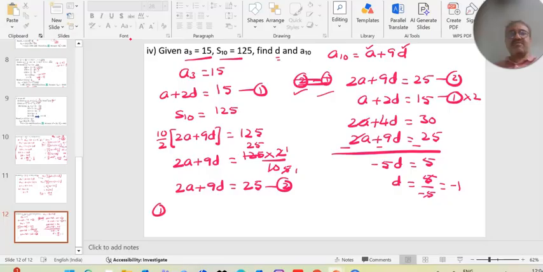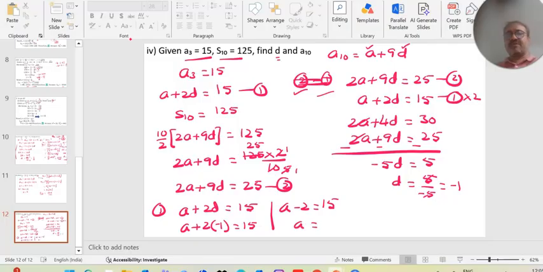What is 1? a plus 2d is equal to 15. So a plus 2 into minus 1 is equal to 15. It implies a plus into minus 2 is equal to 15. a is equal to 15 plus 2. It is 17. Got, a is equal to 17.